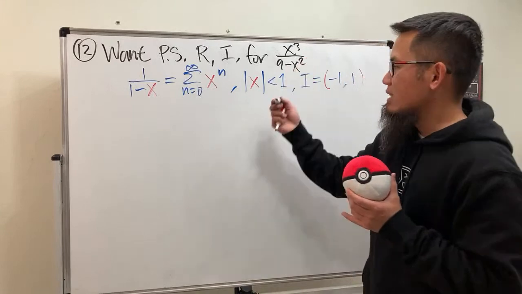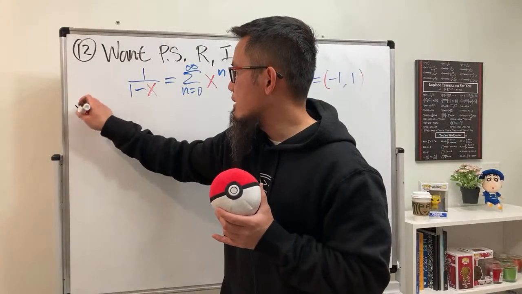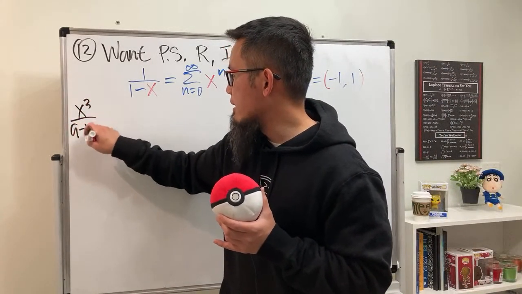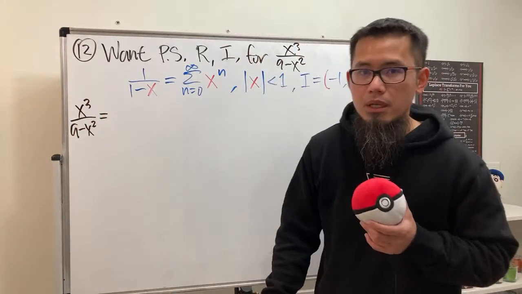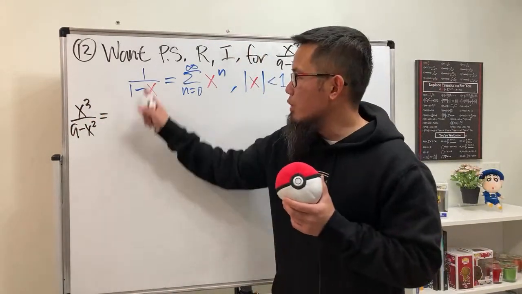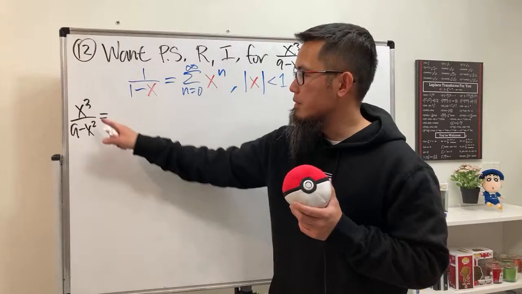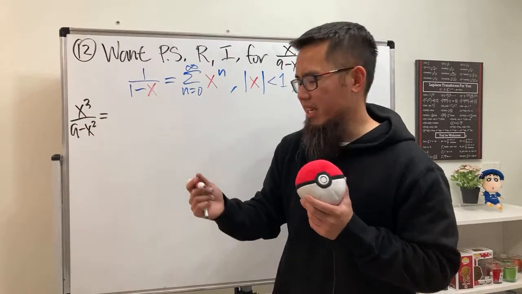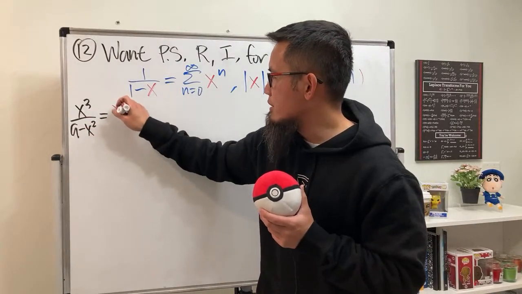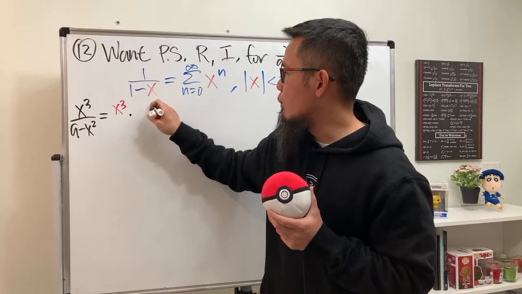Anyway, let's see what we can do to make this happen. x to the third power over 9 minus x squared. All right. In order for us to use this, we must have a 1 on the top. This is x to the third power. It's okay. Just put that down first, and then let's say multiply by 1.